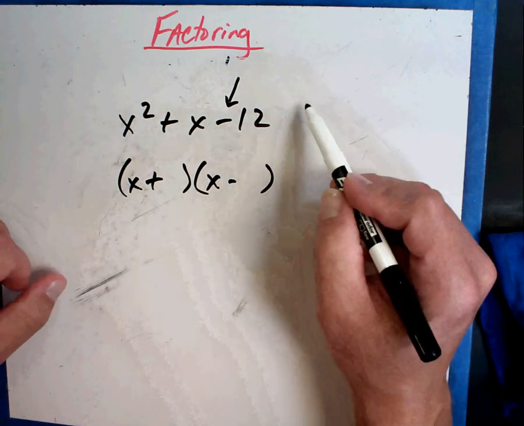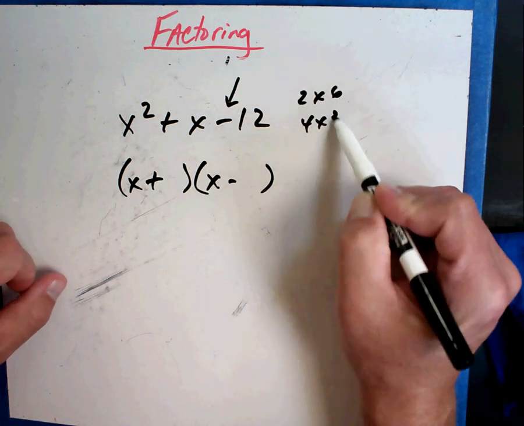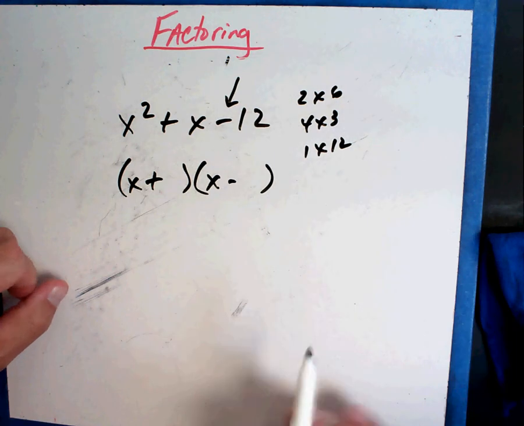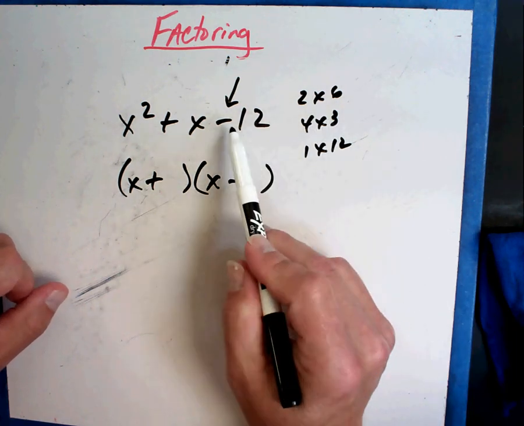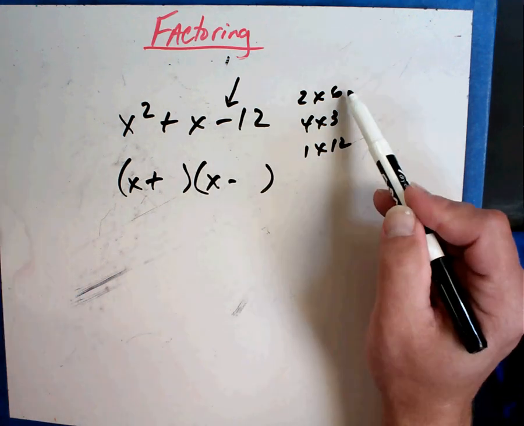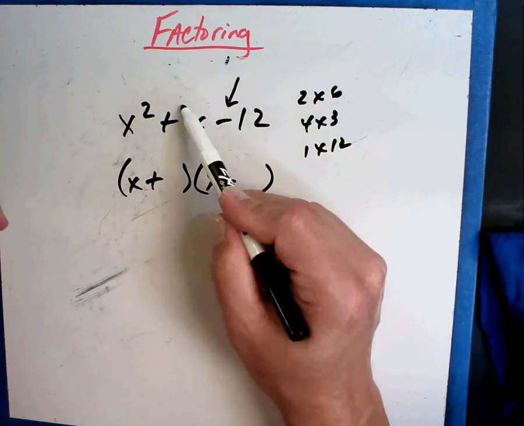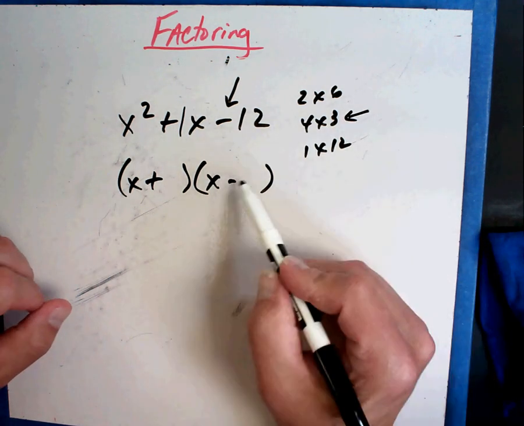So I need to know numbers that make 12. So 2 times 6, 4 times 3, 1 times 12. I need to multiply together. It's one of these three sets that multiplies to make 12, but subtracts to make 1. Well, if I subtract 6 and 2, that's not a 1, that's a 4. It has to be a 1. Well, that's not, it's got to be this one up here. So I'm going to put in a 4 and a 3.